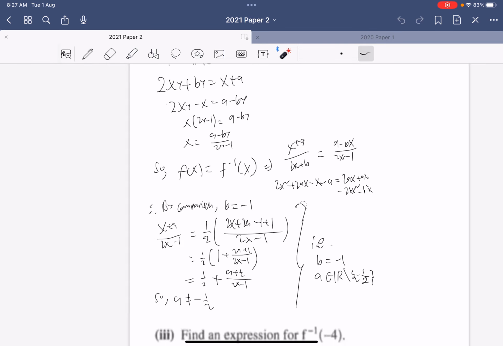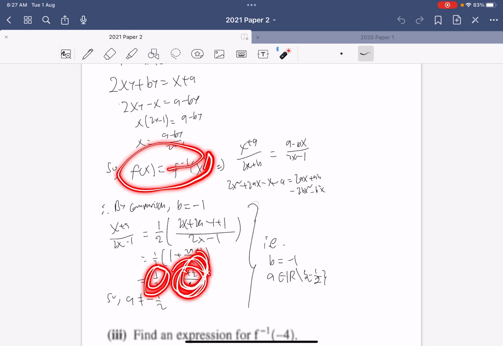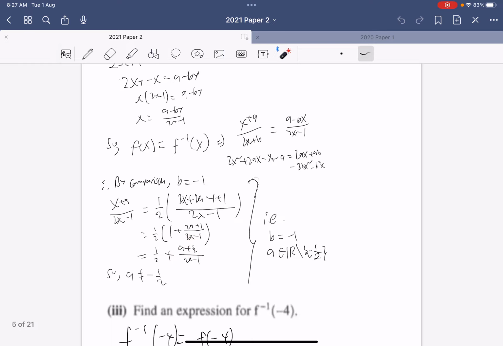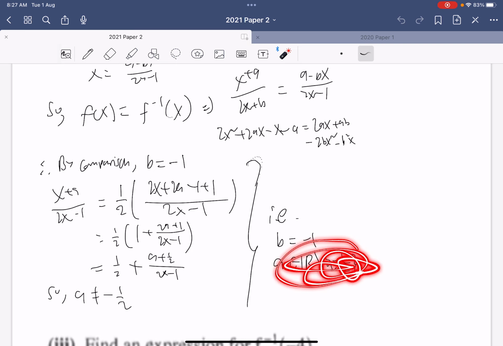And because of that, we already know b is minus 1. We sub back b is minus 1, and we are able to break down now x plus a over 2x minus 1 into half plus a plus half over 2x minus 1. And to ensure that this condition is still fulfilled, this portion cannot be 0, or else it will be a constant half. So a cannot be minus half. So meaning the possible values of a can be any real number except minus half, and b has to be minus 1.